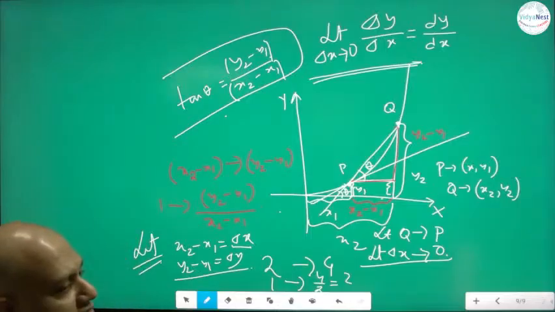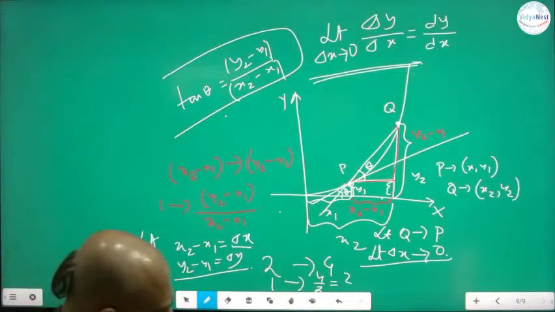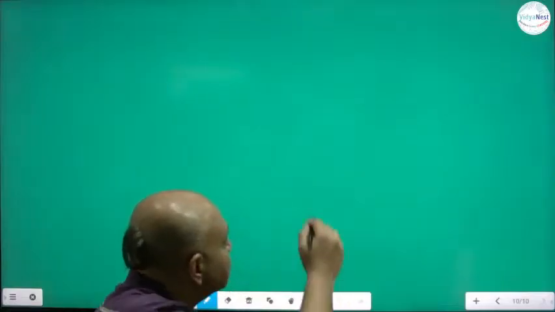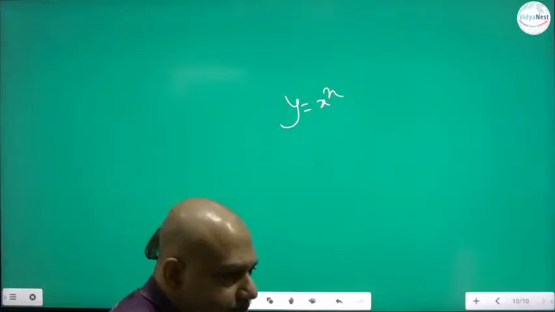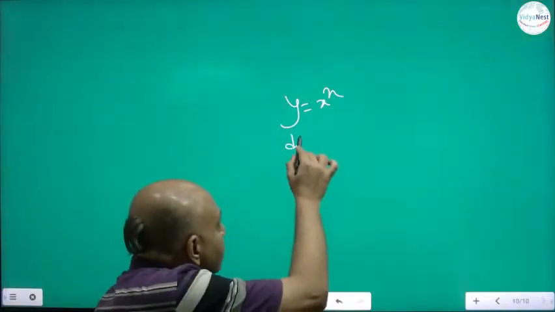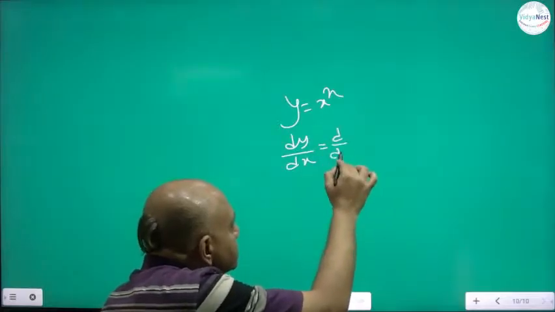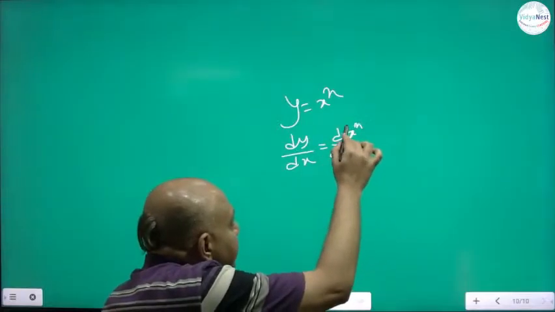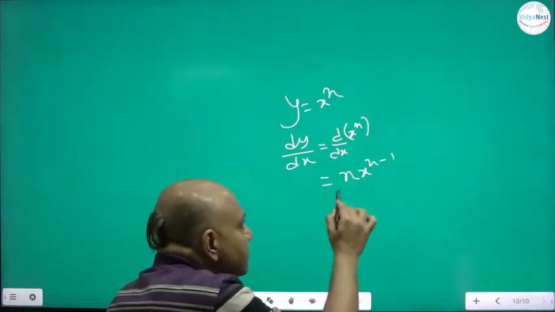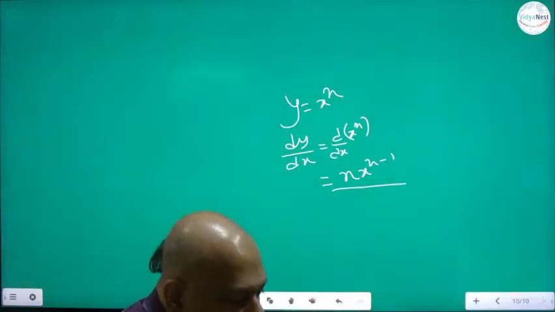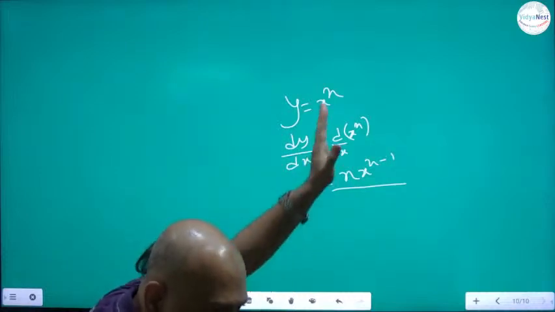Now, Saurabh, I will tell you a formula. Try to remember. A very simple formula. Suppose y is equal to x to the power n. Then the differentiation of y with respect to x is n into x to the power n minus 1. Remember this formula. Proof is not required now, we are just going to use this formula.